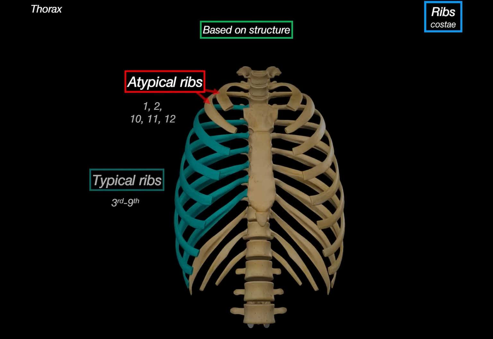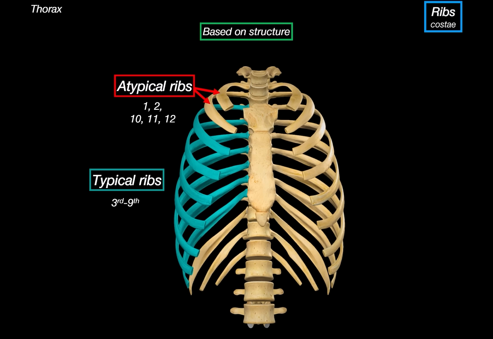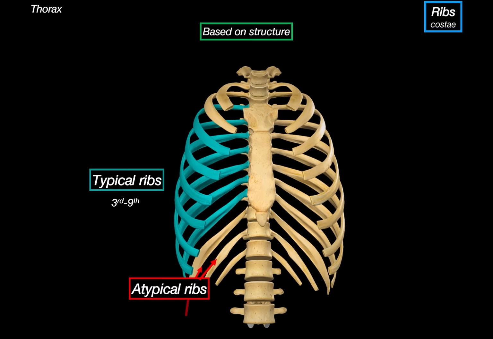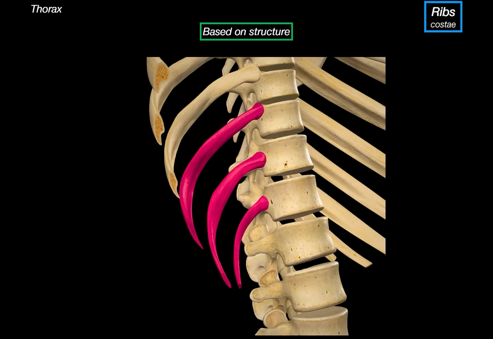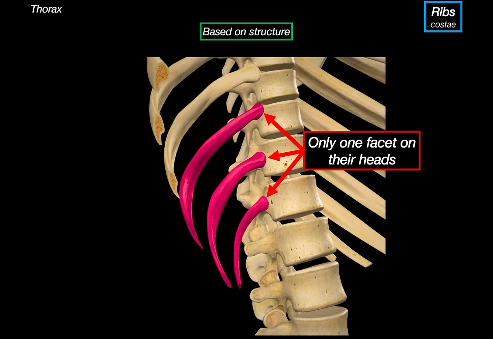Now, let's zoom out and look at the rib cage as a whole again. We've covered the first and second ribs. And next, we will go down to the remaining atypical ribs, the 10th, 11th, and 12th. What makes these three ribs atypical is that they only have one articular facet on the head. That means that they articulate with a single vertebral body, unlike the typical ribs, which articulate with two.